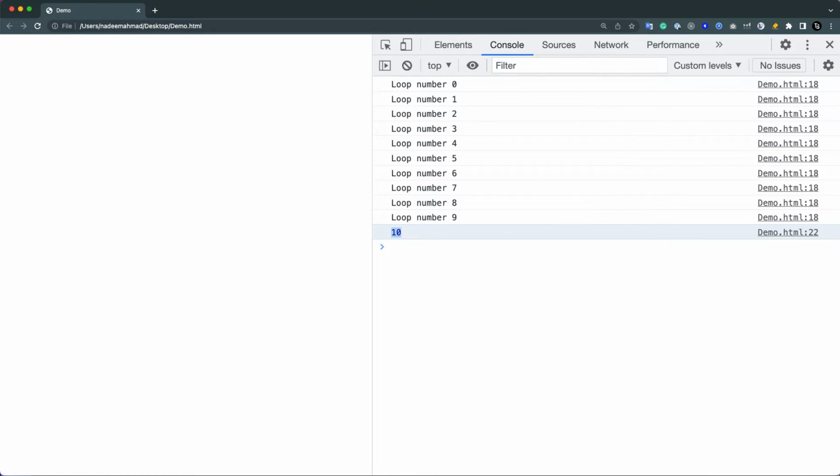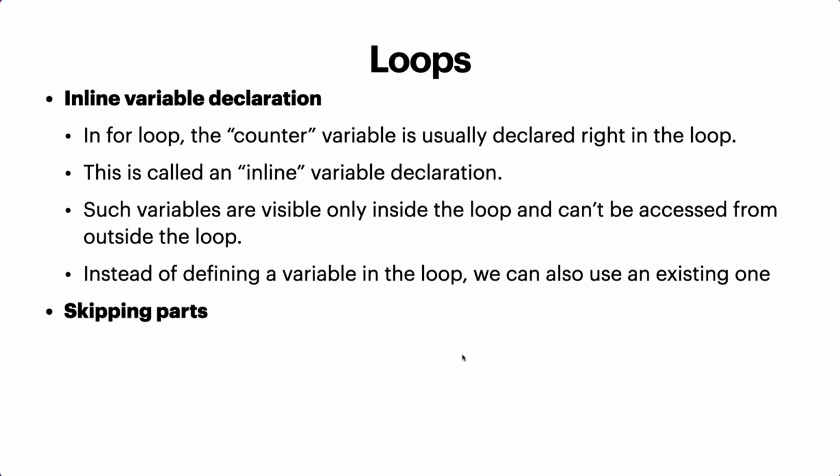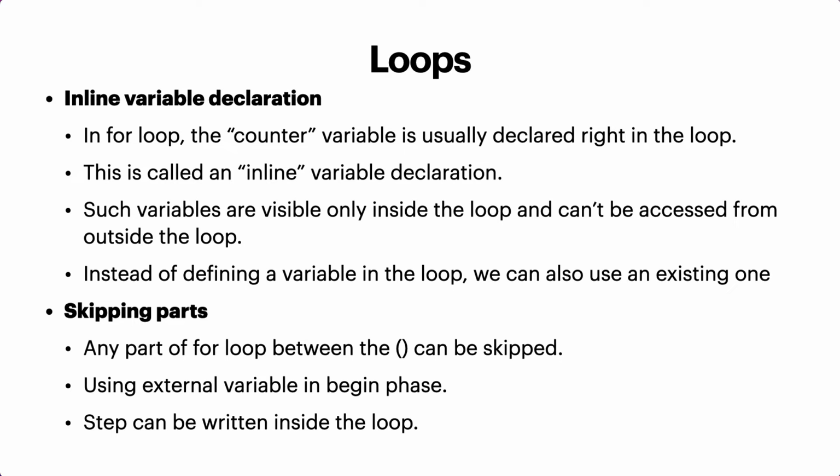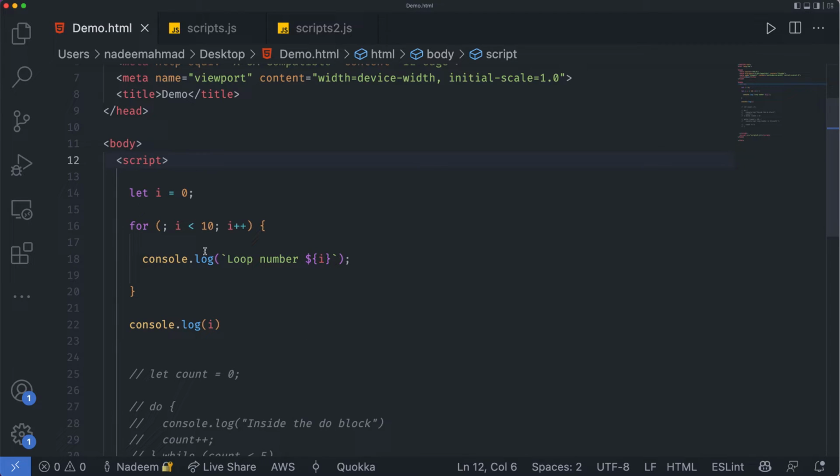So yeah, this is how it works. Skipping parts. Any part of the for loop between the parentheses can be skipped. Using external variables, begin, pace, and step can be written inside the loop. So you can see that we just got rid of the initialization part, and we put it outside of the loop. This is what we call skipping parts. So we can just take out parts of the loop from outside here.